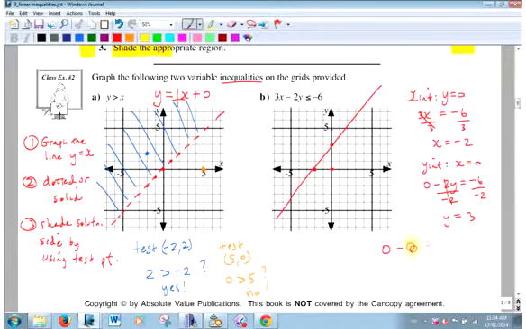Is 0 minus 0 less than or equal to negative 6? Is 0 less than or equal to negative 6? No, it's greater than minus 6. So I'm going to shade the other side. That's not part of the solution. This doesn't work. Shade the other side of the line. Okay? Good enough. Done.